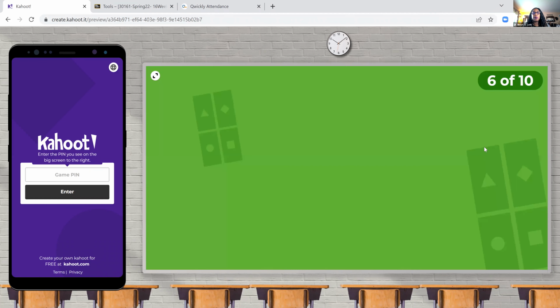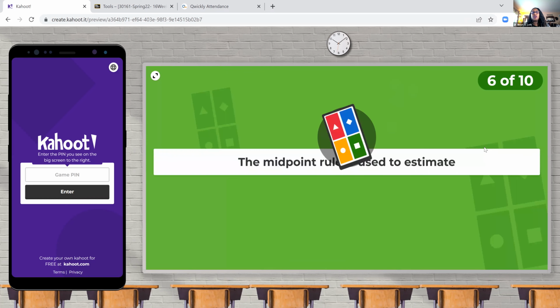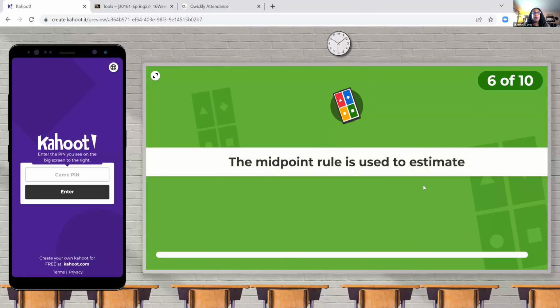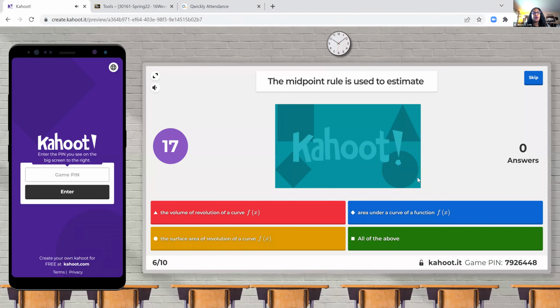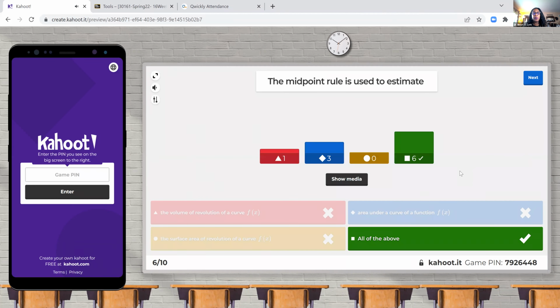The midpoint rule is used to estimate the volume of revolution of a curve f of x, the area under the curve of a function f of x, the surface area of revolution of a curve of f of x, or all of the above. Okay, good, good, not too bad.